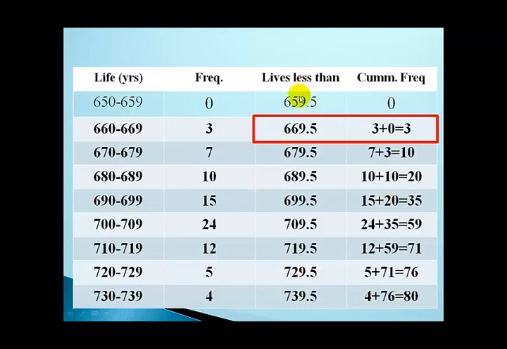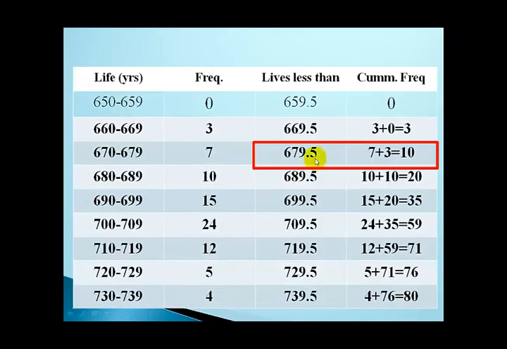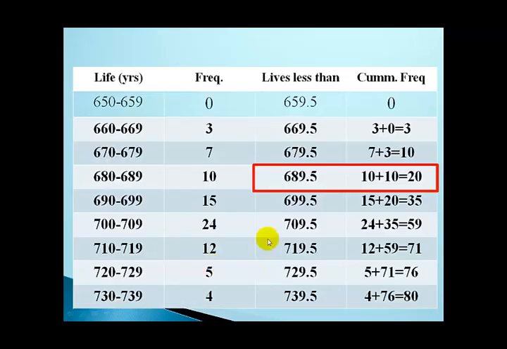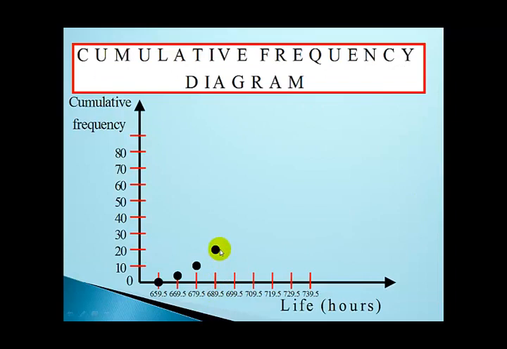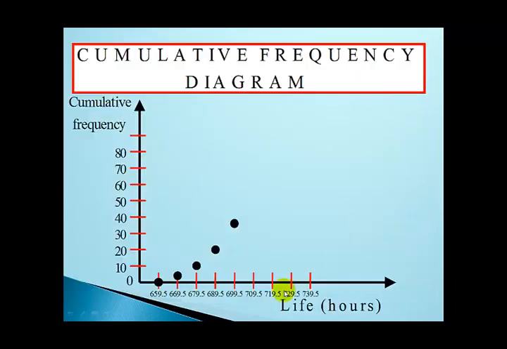The next point will be 669.5 and 3. This is our point. The next is 679.5 and 10. This is our point. 689.5 and 20. This is our point. 699.5, 35. We have 699.5 and 35.